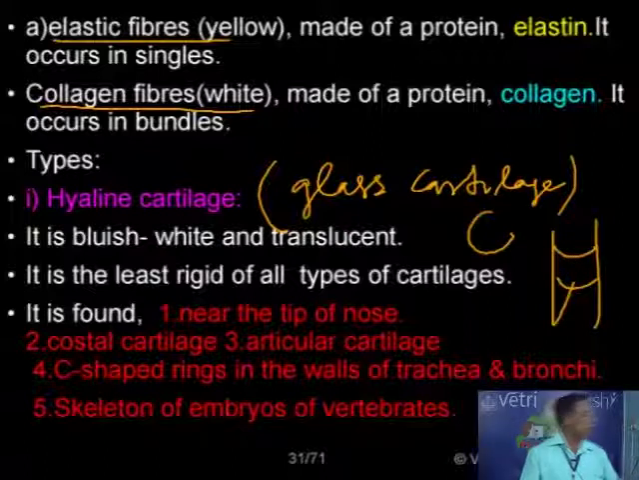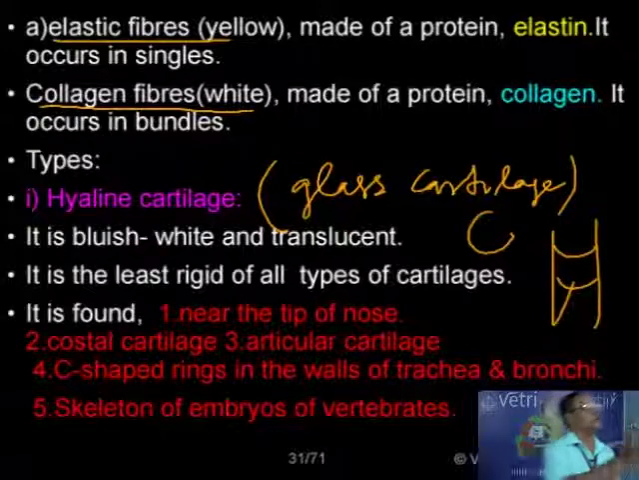So we have these cartilages formed at the tip of the nose. Then we have the costal cartilage, the articular cartilage. Then we have them in the trachea and bronchi. And also we have the skeleton of embryos, all made up of this type of cartilage, what is called the hyaline cartilage. So always give importance to the location. Questions mostly come from the locations rather than from the structure.